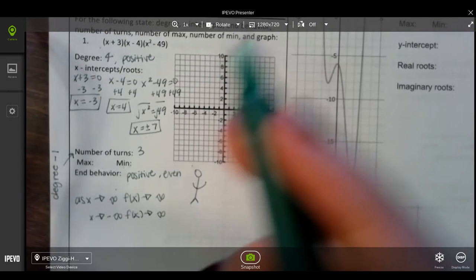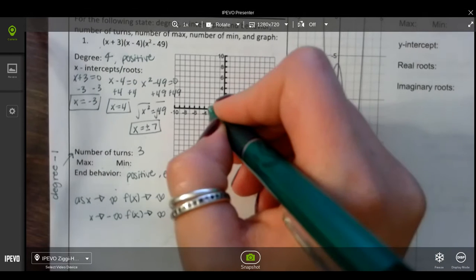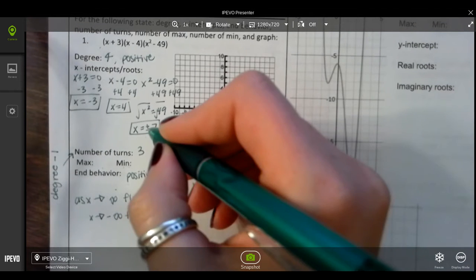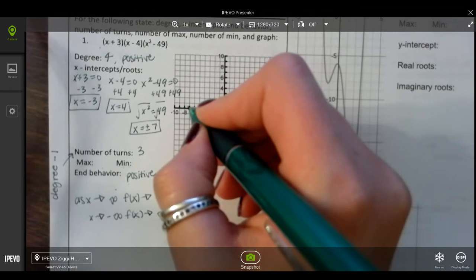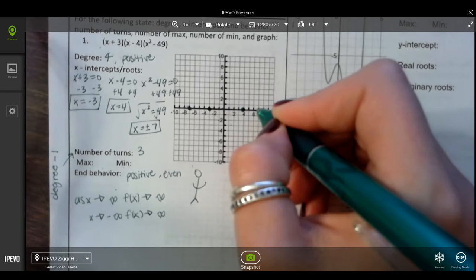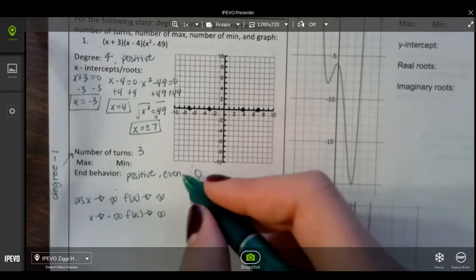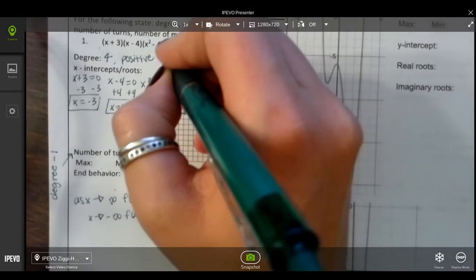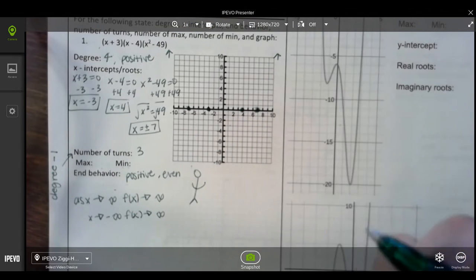So let's plot our points. We're at negative 3, positive 4, and then plus or minus 7 is telling me over here at negative 7 and over here at positive 7. So remember, my end behavior was saying I start up here and then I end up here. So I'm going to start up here somewhere. I'm going to end up here somewhere.